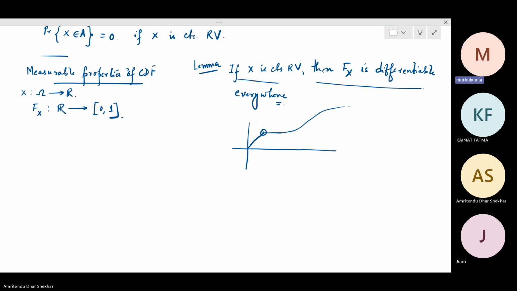How many points can you find? Is it a countable number of points at which they are not differentiable? That's a good question. This is a non-trivial theorem, but I'll have to check on this. The CDF function can have... wait one second. Just give me a second.